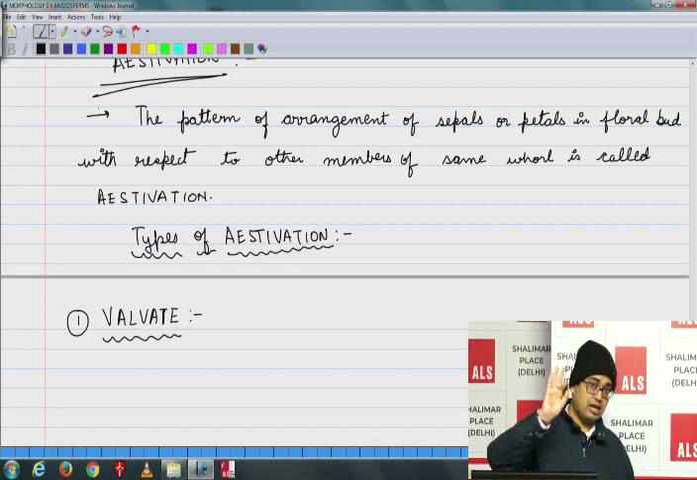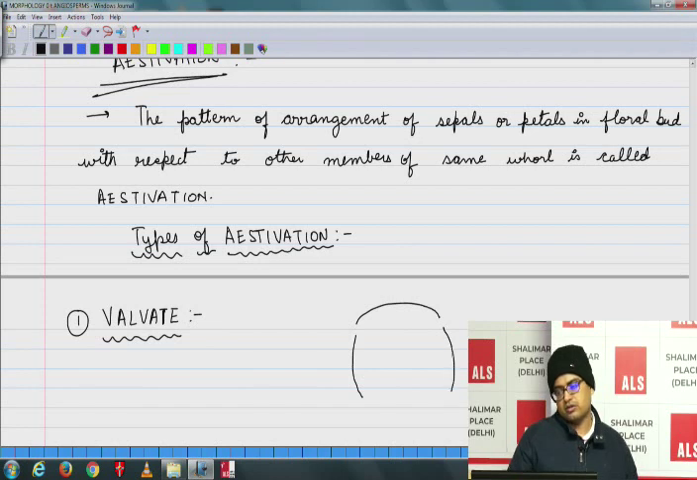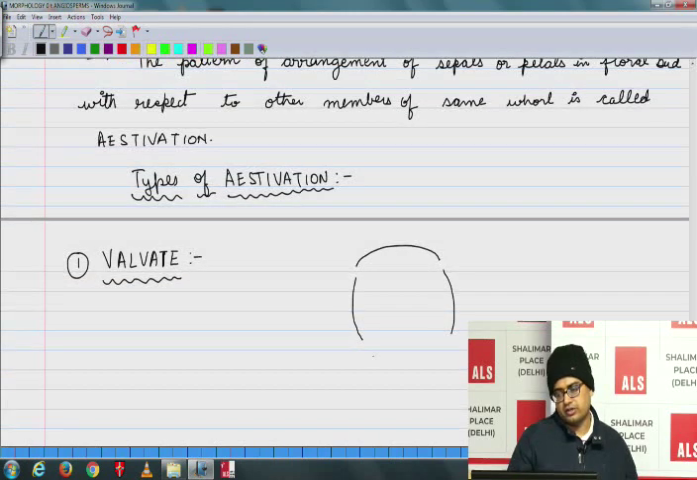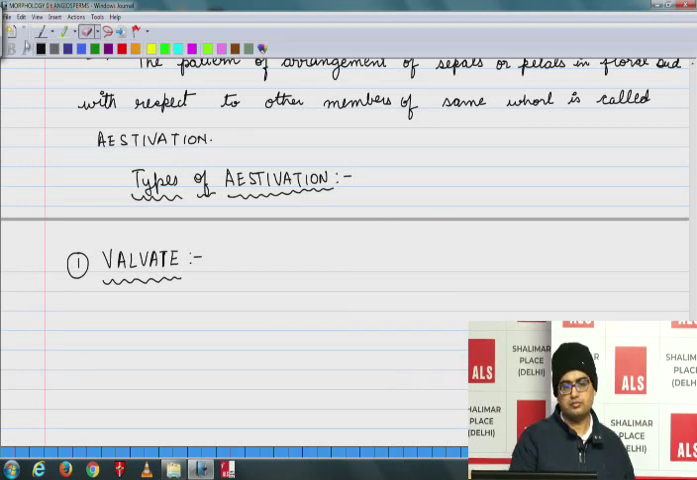We are talking about calyx or corolla. So if it is mentioned for corolla, do not think that it is not true for calyx. It is true for both. Okay. So what is happening here? Any petal or sepal does not come in direct contact, or the margins do not come in contact with the other members. This is called valvate estivation.